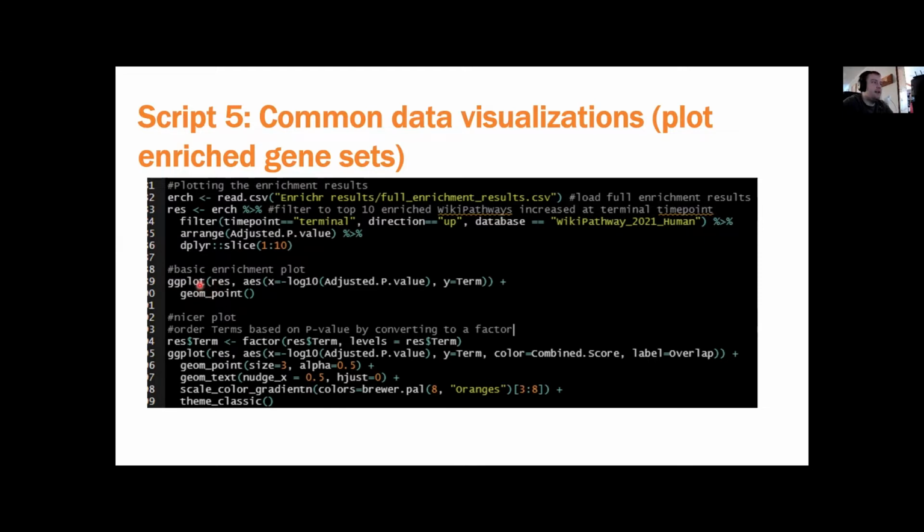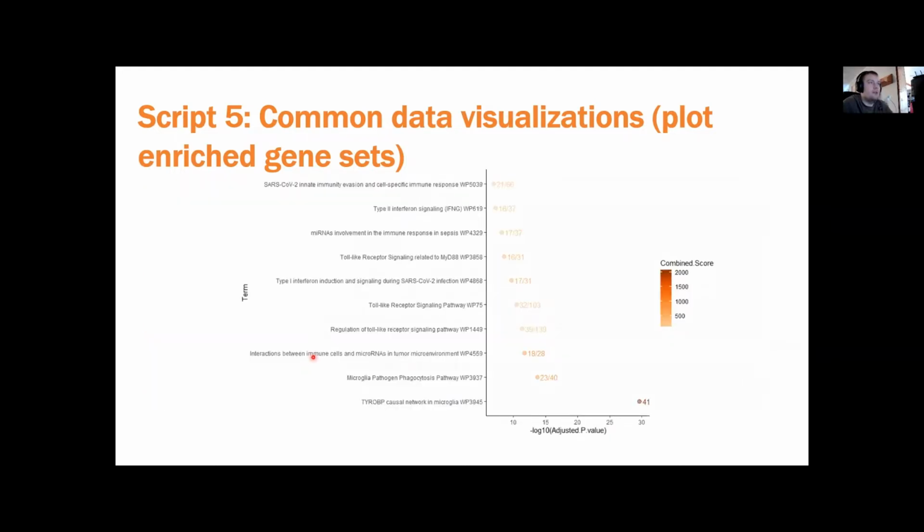I like to make a basic enrichment plot by just plotting the negative log 10 p-value against the name of the gene set that was enriched. Similarly here, I show a basic plot and a slightly nicer looking plot by changing some of the settings. And I'll mention, for all of these data visualizations, feel free to change some of the settings yourself when you're going through the scripts to see if you can customize the plots on your own. But this is basically what the enrichment plot looks like.